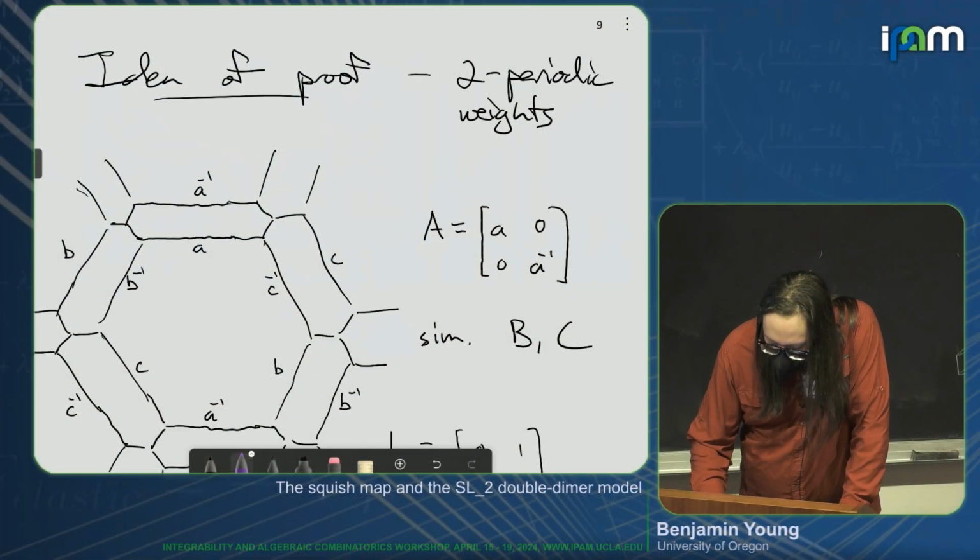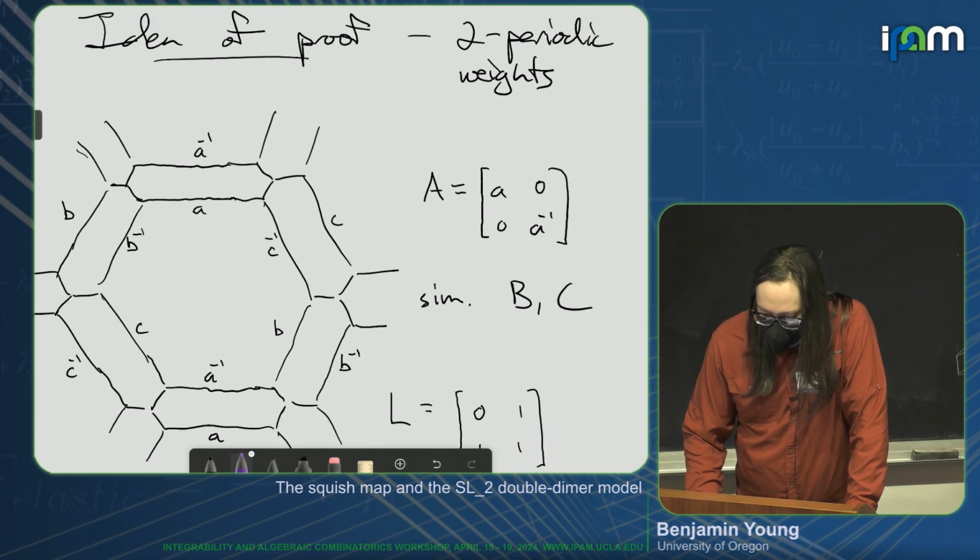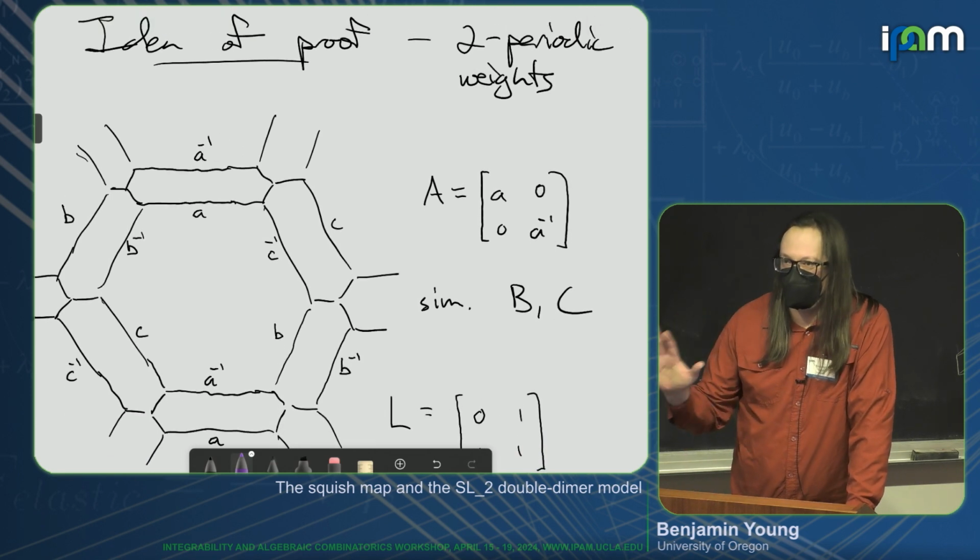So let me tell you the idea of the proof of our theorem here, that the squish map hits the SL2C double dimer model at all.